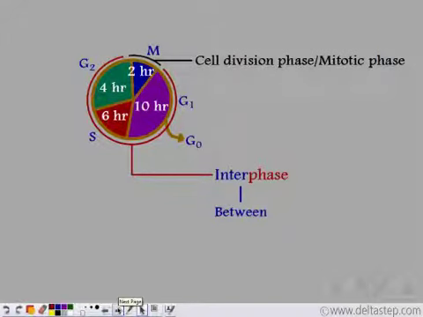Now the G1 phase, G0 phase, S phase, and the G2 phase together form the interphase. Inter means between. It is the longest phase that causes growth of a cell, or the cell increases in volume. After the interphase comes the M phase or the mitotic phase, where cell division takes place.